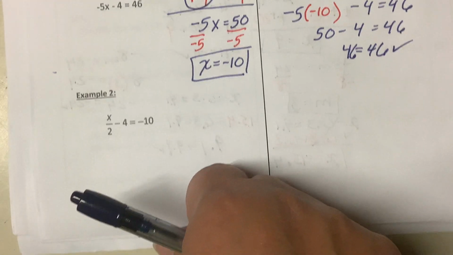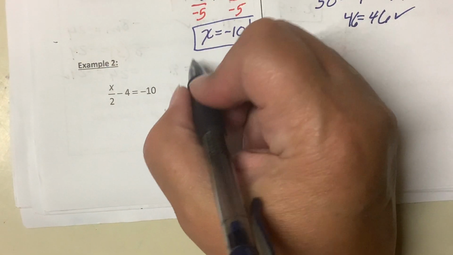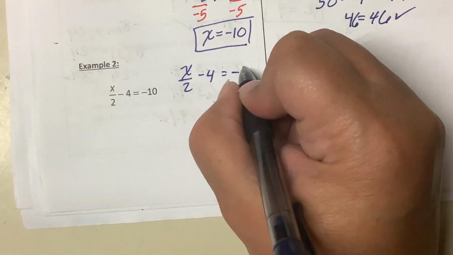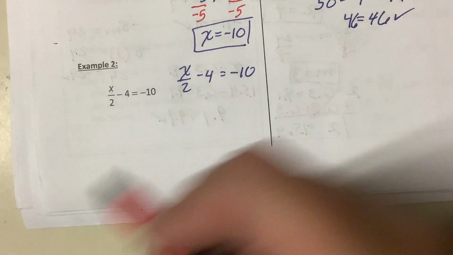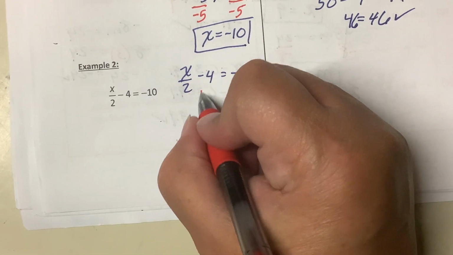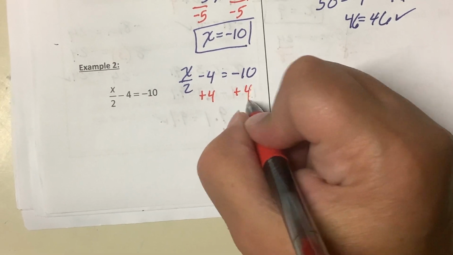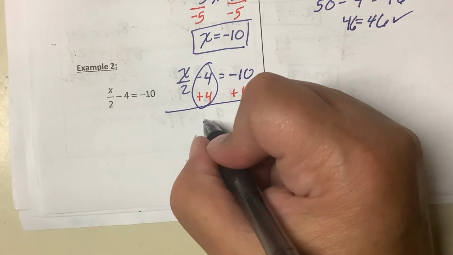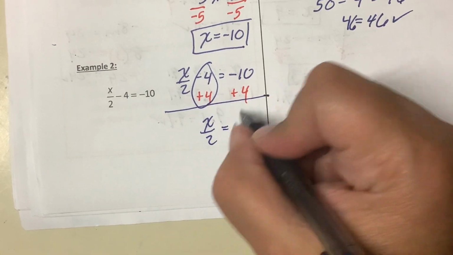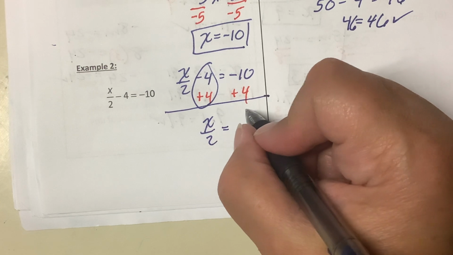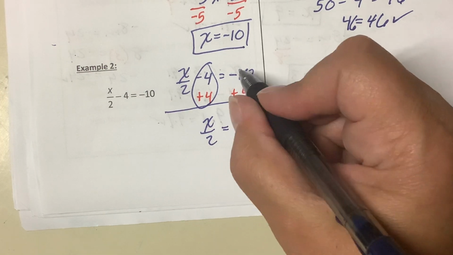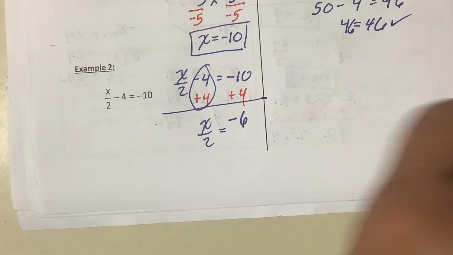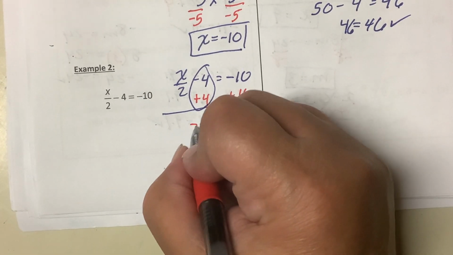Use your tools. For this one, x divided by 2 minus 4 equals negative 10. The constant first, so add 4 to both sides. Minus 4 plus 4 is 0. X divided by 2 equals negative 10 plus 4. The signs are different. You subtract and get 6. 10 is larger than 4, so the answer is negative 6. The inverse of divide by 2 is to multiply by 2.